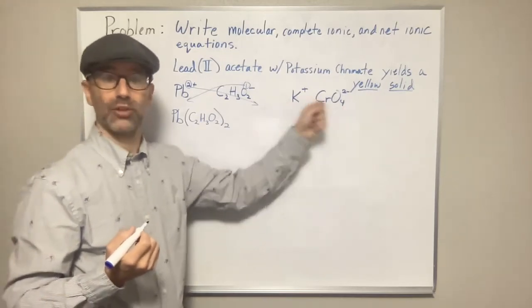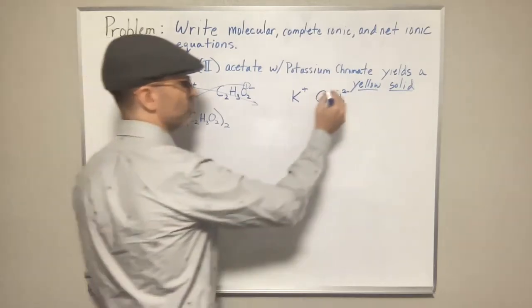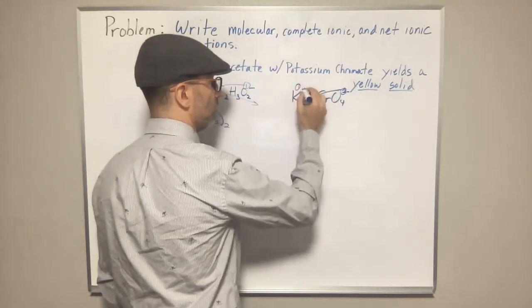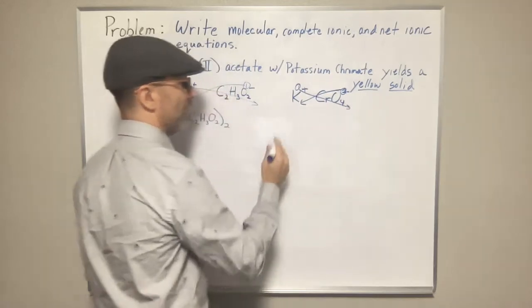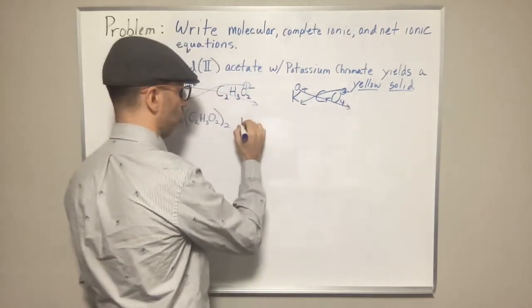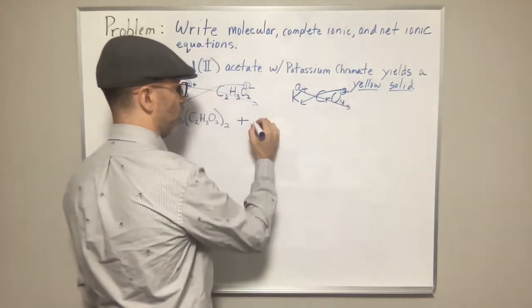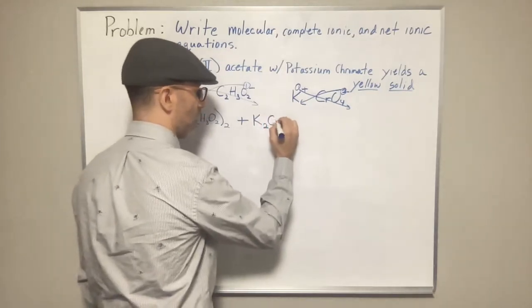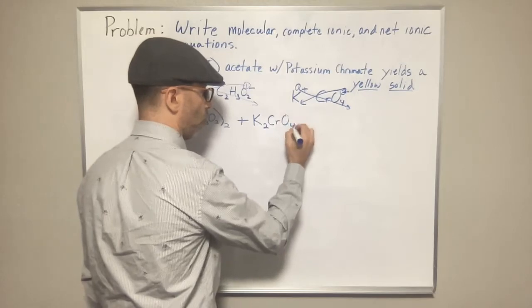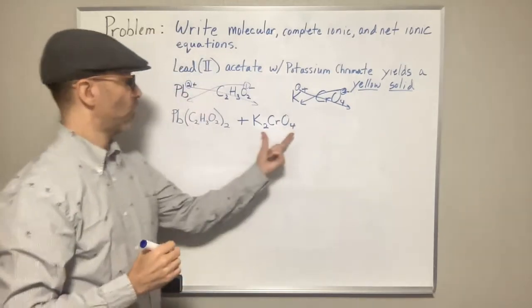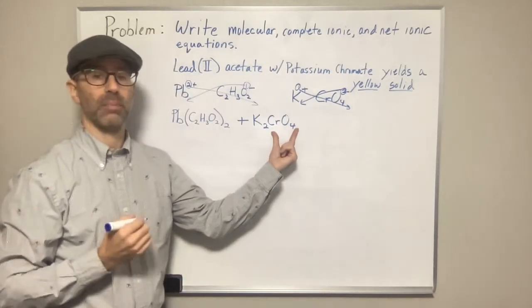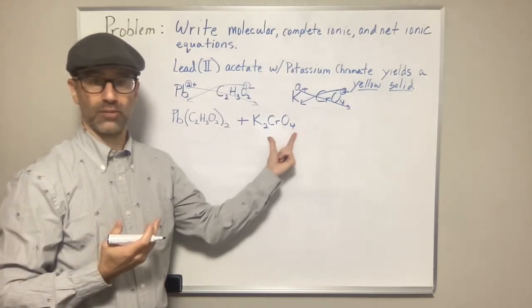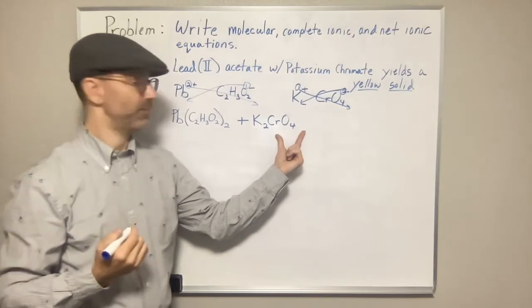You could also, again, do the crisscross method. So the 2 here goes down there, and the 1 here will go down here. And again, we don't write ones. So if I write that formula, it'll be K2CrO4. And so notice, because I only have 1 polyatomic ion here, I don't have any parentheses. So no parentheses unless you have more than 1.